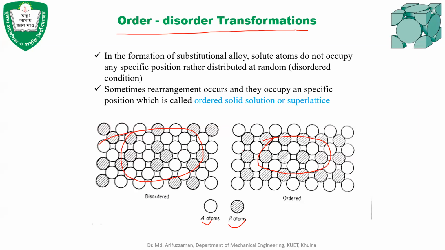This actually changes the chemical property too, because if there is more concentration of A and less concentration of the other atom, that defines the mechanical characteristic of this material. So when it is in the ordered condition, it will have a different property. The ordered solid solution is sometimes called a superlattice because it indicates a very high quality lattice or crystal structure.